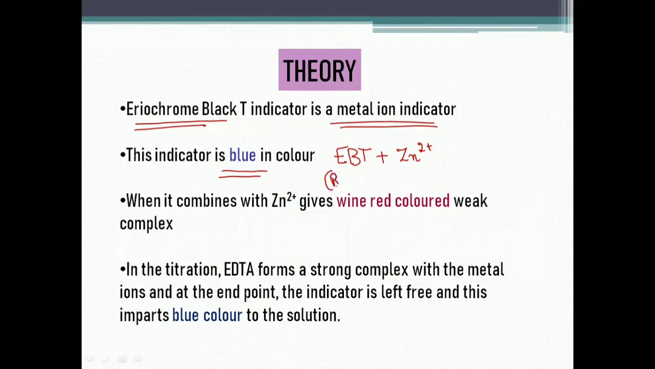This EBT is blue in color. So as soon as you add this EBT to zinc, that is the solution of zinc in the conical flask, the zinc and EBT will form a complex. So we get the EBT zinc complex. This complex between the zinc and the EBT is wine red in color.